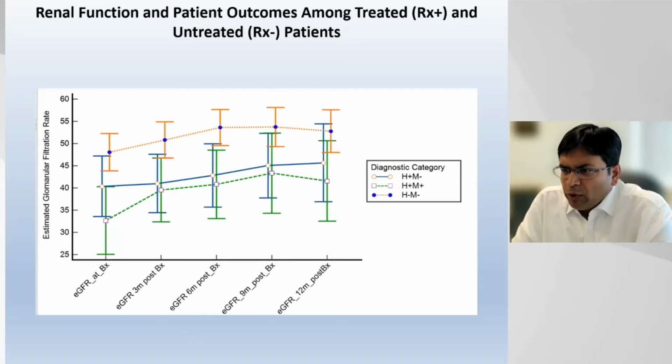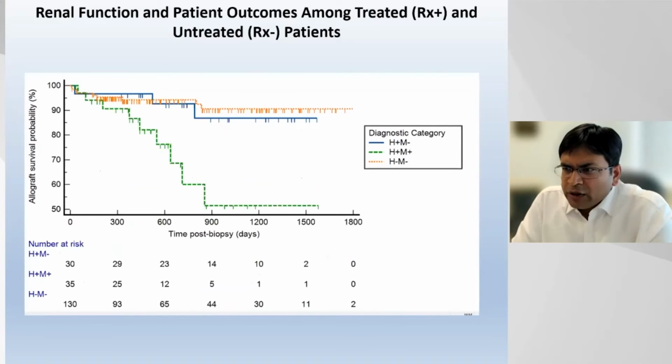Over a median follow-up of the next several months, you can see that GFR does improve in all three groups. But the key point is that the H plus M minus group is showing improved GFR without any specific rejection therapy. To us, what this suggests is that the inflammation seen in this group is actually a response to non-specific wounding as opposed to cognate alloimmune recognition.